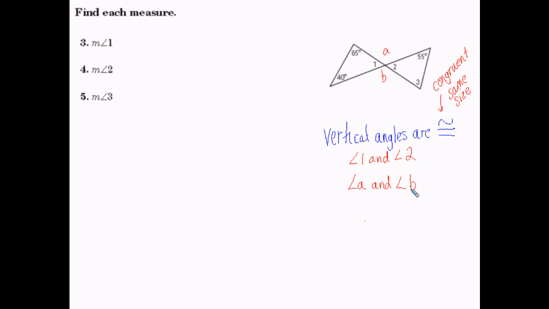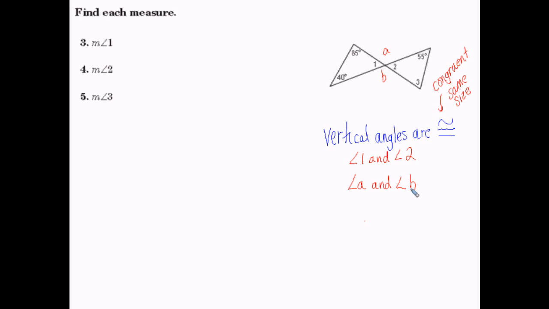So vertical angles, when you have things that make an X, you get two sets of vertical angles. They're always across from each other. So A and B are vertical angles, and 1 and 2 are vertical angles, and those are congruent, so they're the same size. So we use the vertical angles fact to find all these missing angles. To find angle 1, we'll use the fact that it's in a triangle, so it's going to add up to 180.